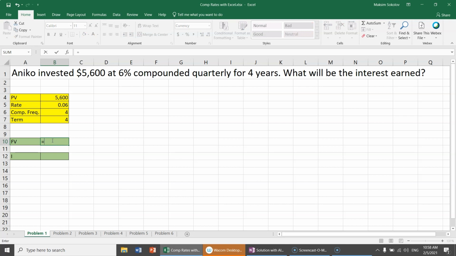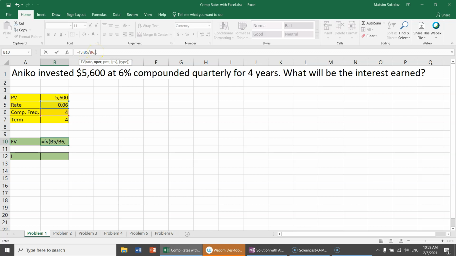Future value is found by function fv. Excel's function fv is designed to find future value of annuities, but also of investments under compound interest. First comes the rate. This rate in Excel is periodic rate. You need to find periodic rate in order for this function fv to give you the correct results later on. So the periodic rate is the nominal rate, which is in cell B5, divided by the number of periods per year, which is in cell B6.